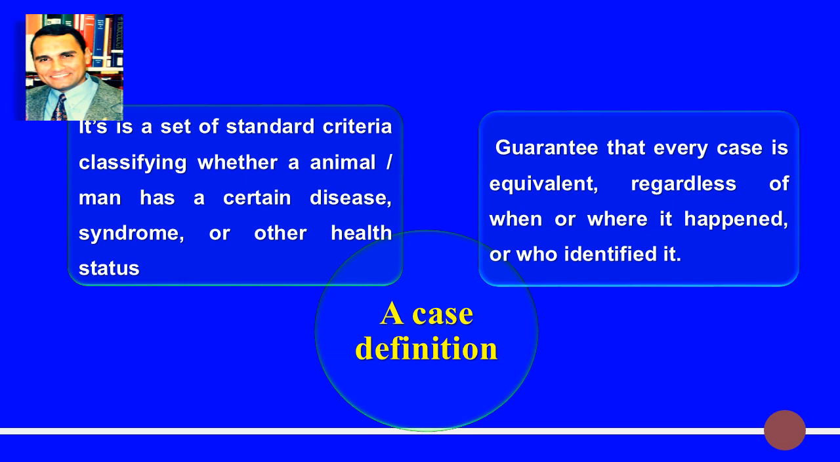Use of an agreed upon standard case definition ensures that every case is equivalent, regardless of when or where it occurred, or who identified it, as all the epidemiology team have to practice identifying the case by the same characteristics. Furthermore, the number of cases or rate of disease identified in one time or place can be compared with the number or rate from another time or place.